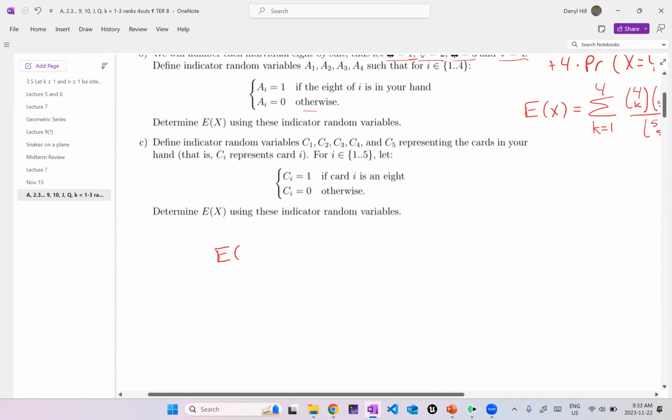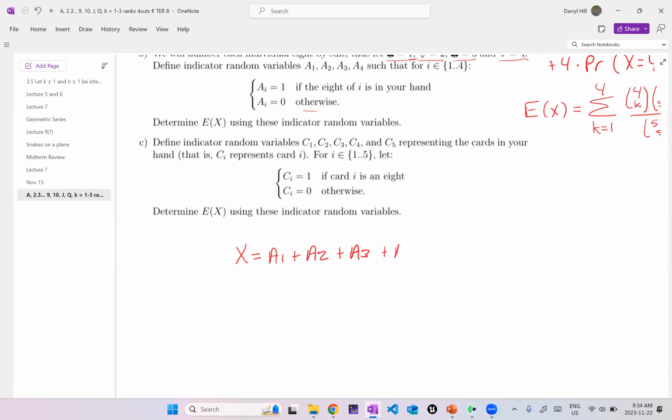So now my expected value of X is equal to, well, how many 8s? Or let's start with X is equal to A1 plus A2 plus A3 plus A4, right? These are equal to 1 if that particular 8 is in my hand, and each of them corresponds to some suit. So now my expected value of X is the sum of the expected values of each of these because of the linearity of expectation.